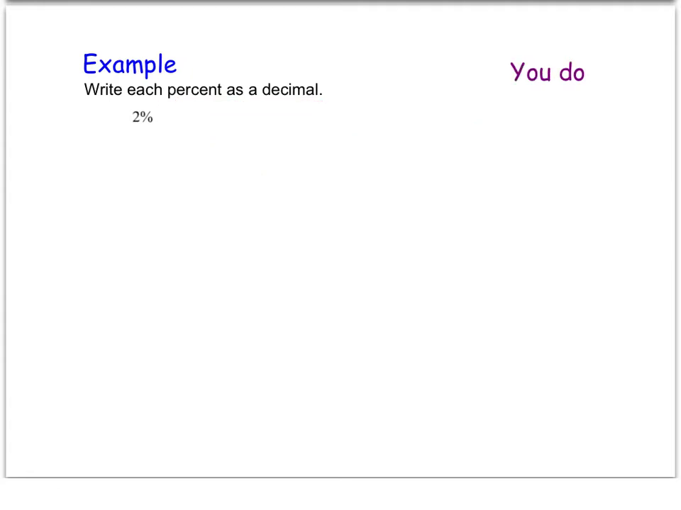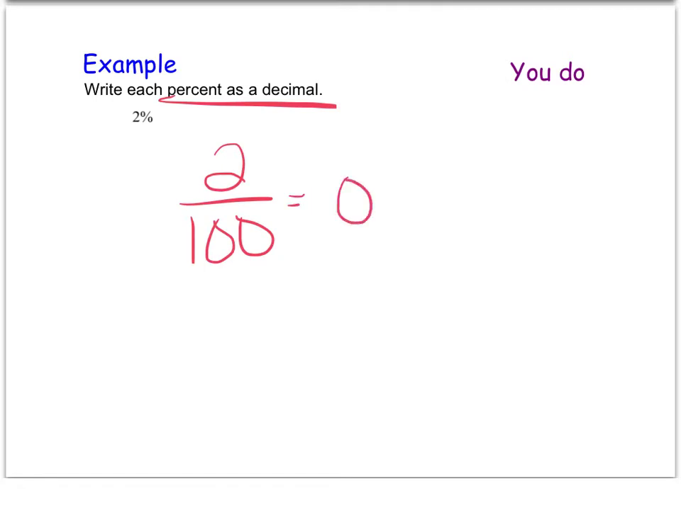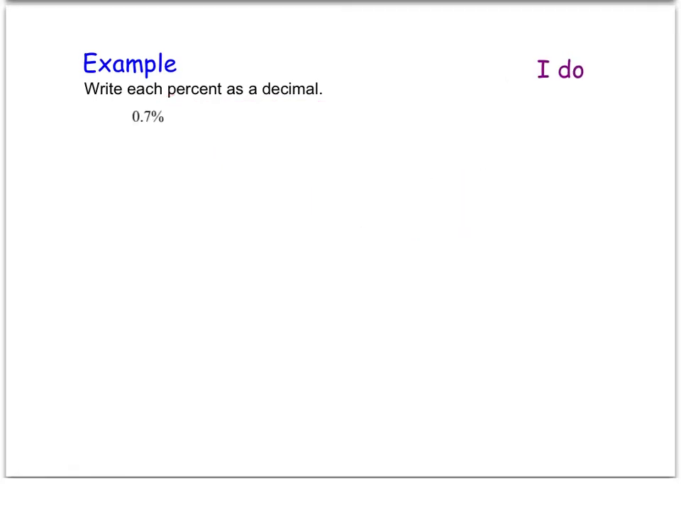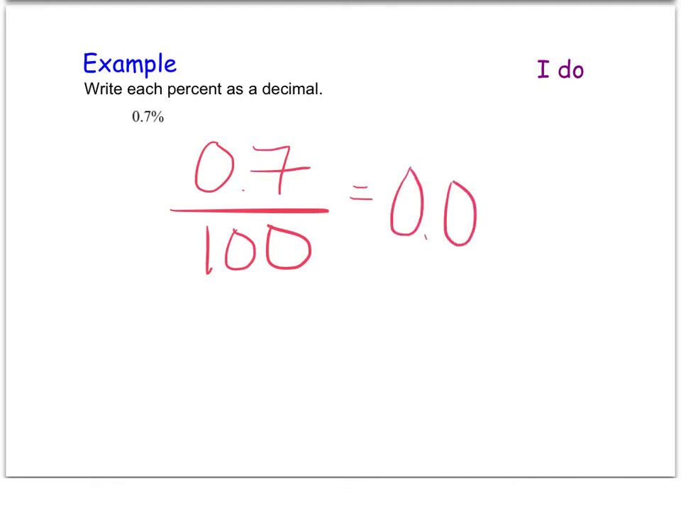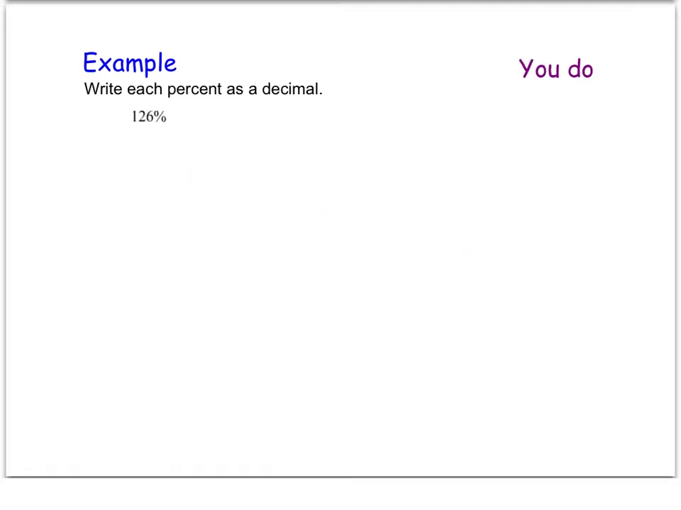Okay, you do this one. Okay, so to write a percent as a decimal, we're going to do 2 over 100. And when we write that out, that is 0.02. Okay, and this one we have 0.7 over 100. We're going to divide 0.7 by 100, and when we do that, we get 0.007. Lose the percent sign.